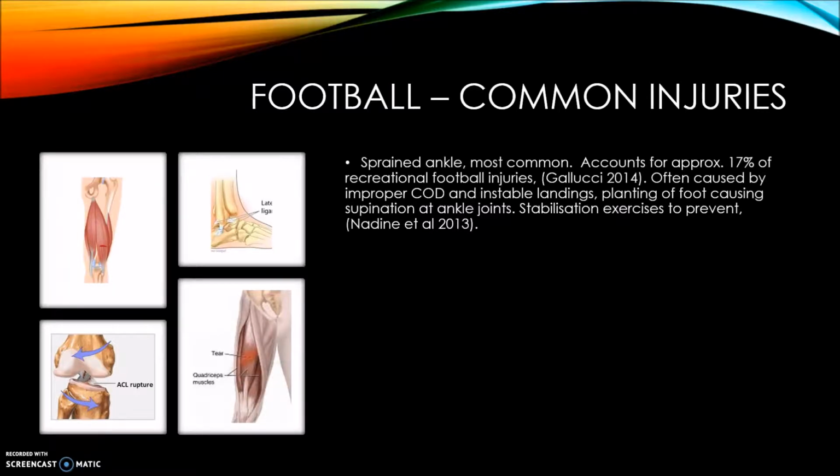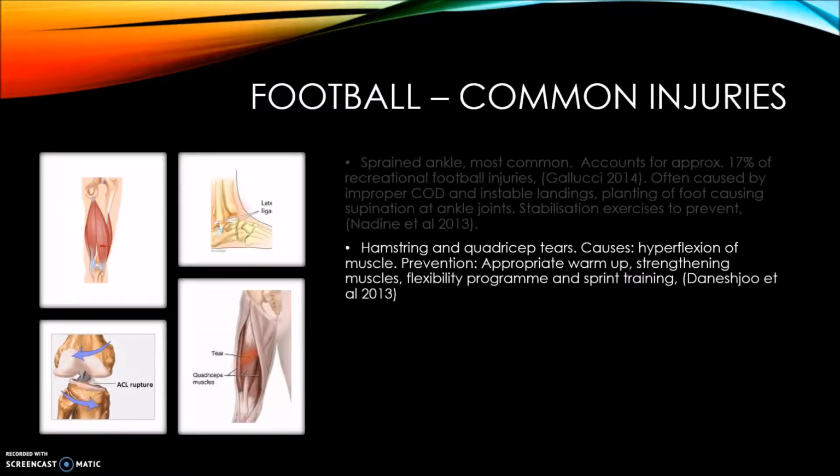To help to prevent this, we're going to do some strengthening exercises and stabilisation exercise within our plyometric sessions, as advised by Nadine et al. 2013. Also, hamstrings and quadricep tears are common, and usually due to hyperflexion of the muscle. To prevent this, according to Dimenna et al. 2013, we're going to incorporate an appropriate warm-up. We'll also have a muscle strengthening element within Olympic lifting, the power clean in particular, and we're going to incorporate some flexibility into the cool-down aspects of the program.